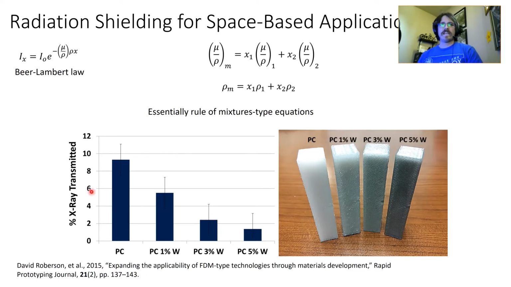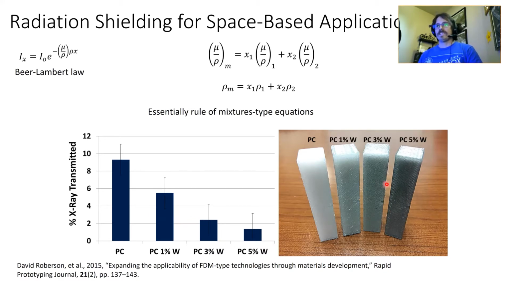And so, percent X-ray transmitted. Polycarbonate actually has a pretty good propensity to block X-rays on its own. We were only getting 9% X-rays transferred through with just polycarbonate. The shields were actually 1 centimeter, so it's kind of cool for this specific radiation source. Okay, when we added 1% by weight tungsten going all the way up to 5, you can see a pretty good decrease in the amount of X-ray radiation that went through.